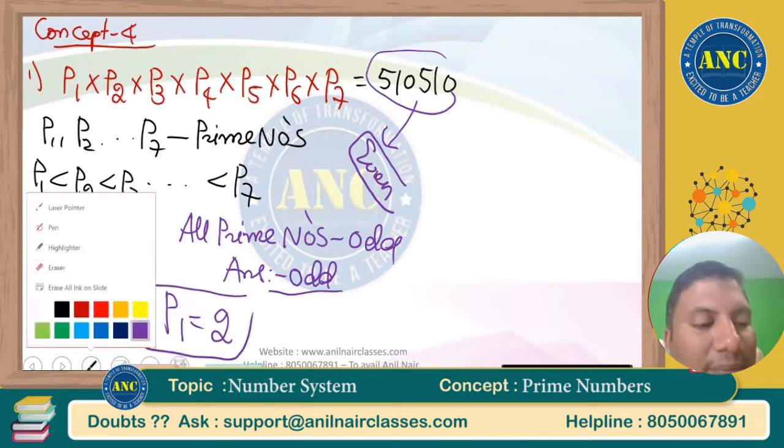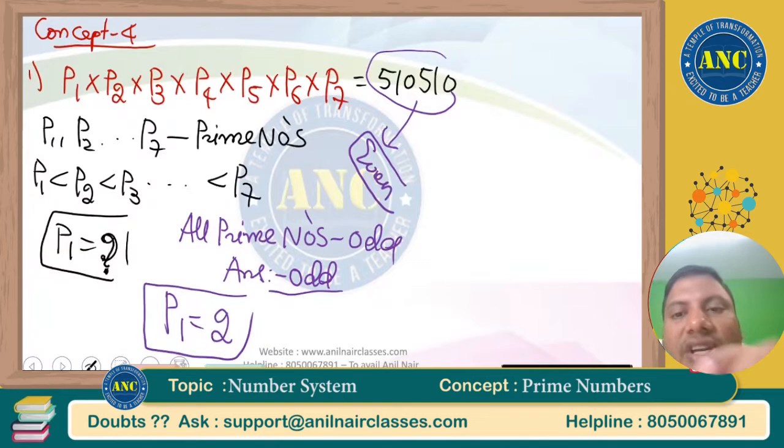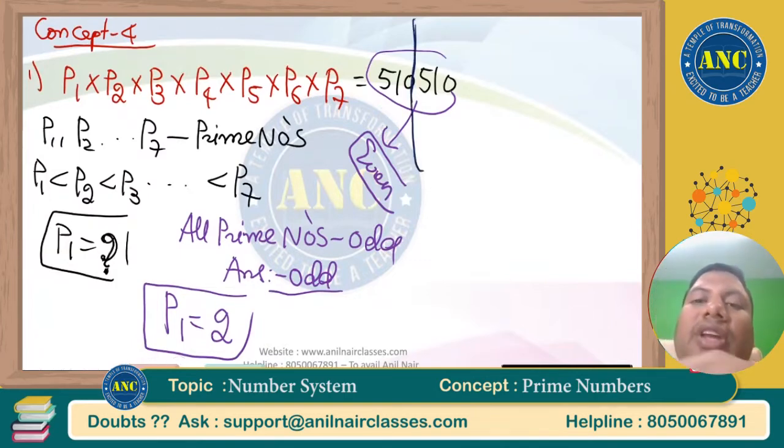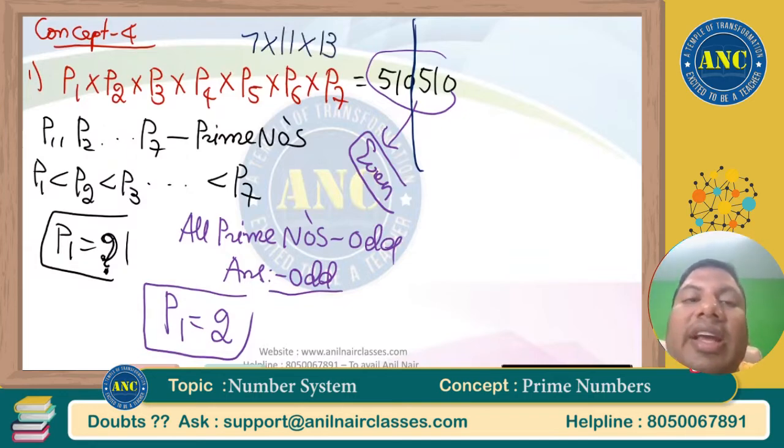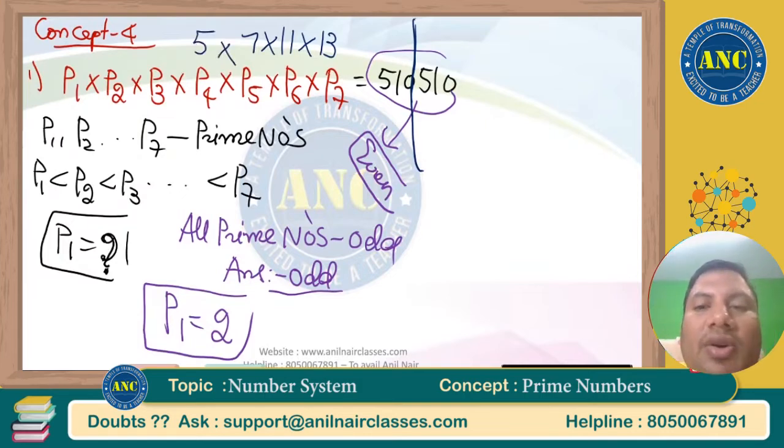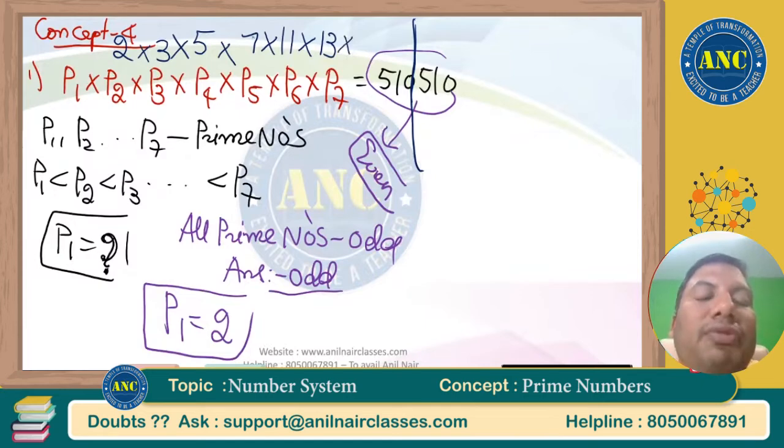Now, if you see carefully, as I discussed in the previous session, any 3-digit number written an even number of times is always divisible by 7, 11, 13. It is ending with 0, so it is divisible by 5. Sum of the digits, 6 plus 6, 12, so it is divisible by 3. It is also divisible by 2. Now see these 7 prime numbers.